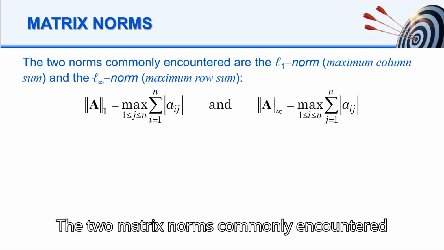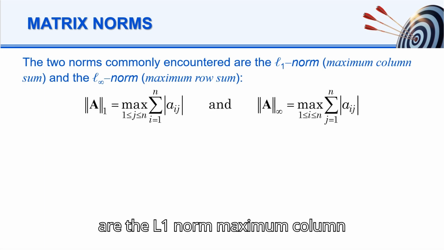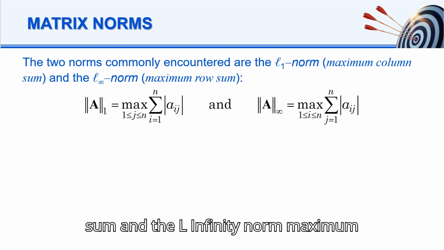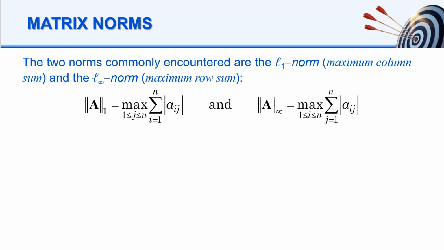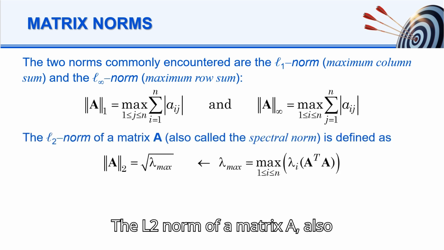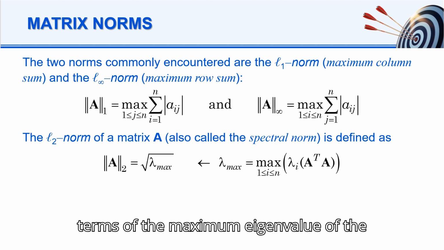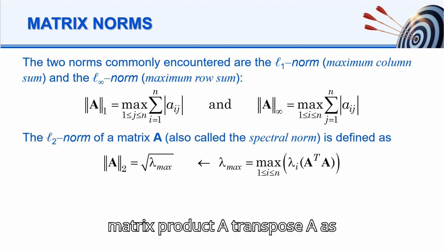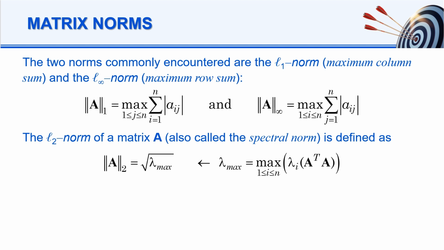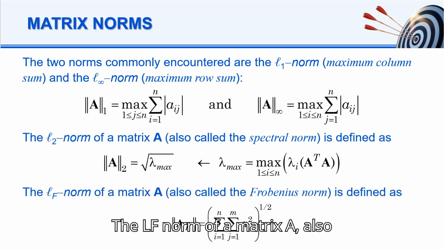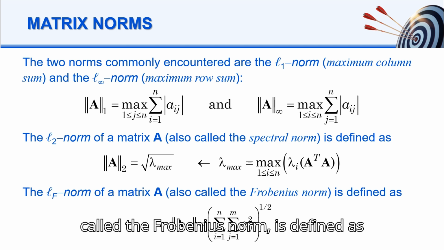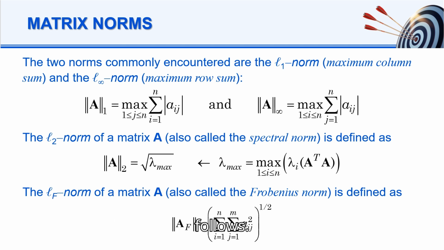The two matrix norms commonly encountered are the L1 norm, maximum column sum, and the L-infinity norm, maximum row sum. The L2 norm of a matrix A, also called the spectral norm, is defined in terms of the maximum eigenvalue of the matrix product A transpose A as follows. The LF norm of a matrix A, also called the Frobenius norm, is defined as follows.